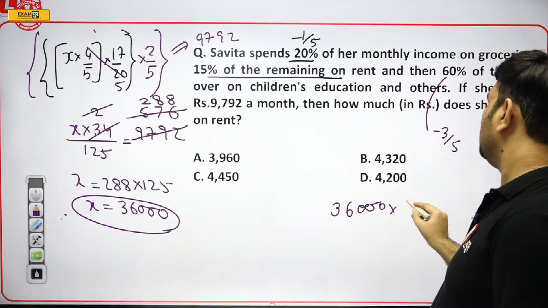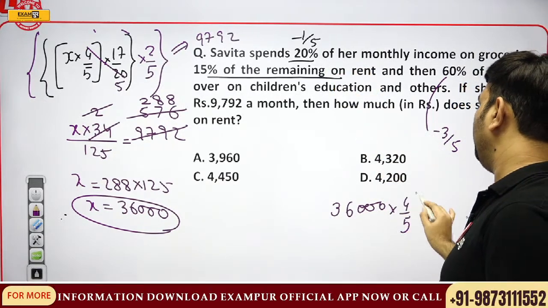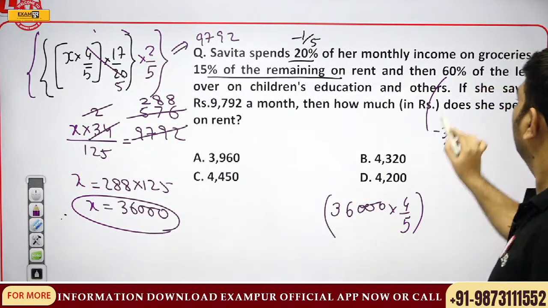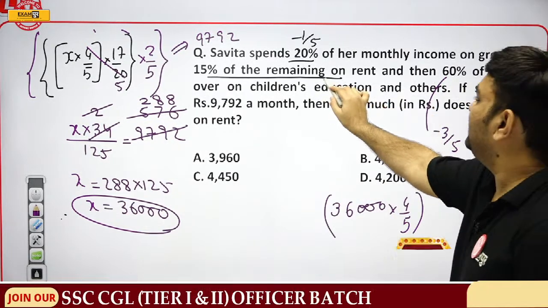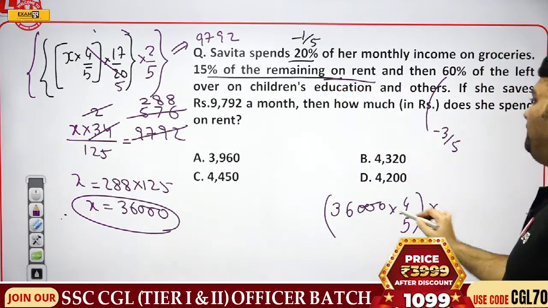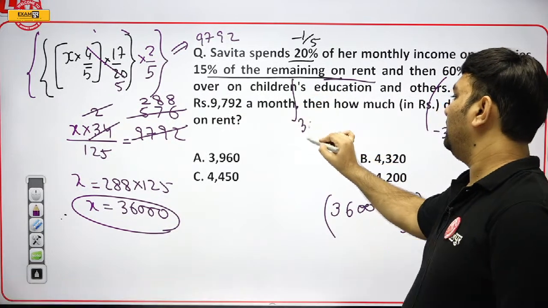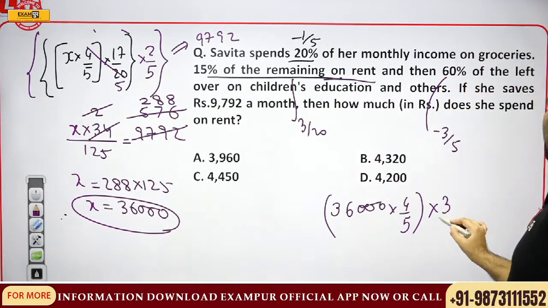Spending 20%, so saving remaining is 80%. 15% is spent on the rent. 15% is 3 by 20. So the amount spent on the rent is this.